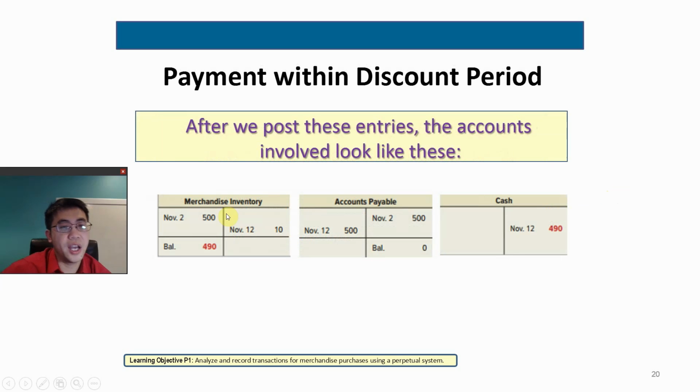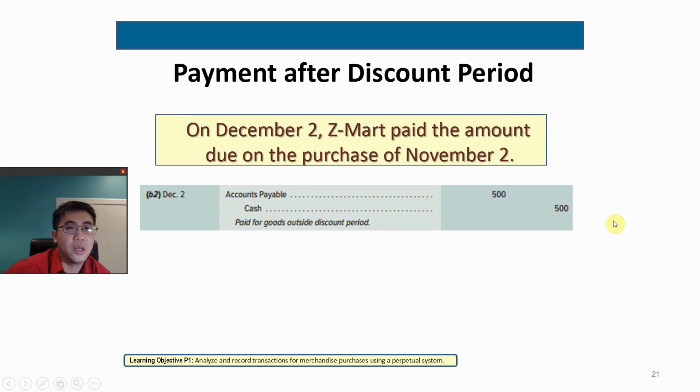Okay, so for the merchandise inventory, when the purchase started, it was 500, and when a discount is realized, the worth of the inventory is changed to 490. And for accounts payable, it's just all gone, and you pay $490 cash in there. So another case is if you pay on December the 2nd, which is 30 days after, then you just pay the full amount, $500 cash.